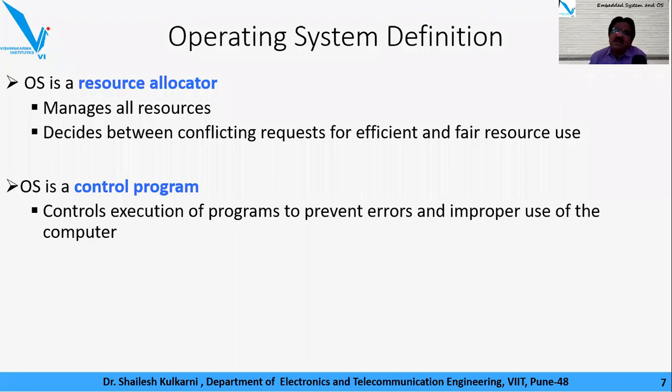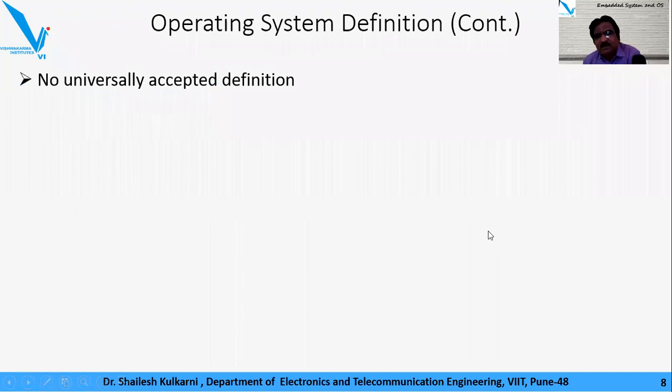This is the most generalized definition: it should make use of computer hardware in the most efficient way, so that errors are prevented and proper use of the underlying hardware is ensured. And that is how we started our journey of understanding the operating system, as an interface between the application program and the underlying hardware. Right, so this can be one of the definitions.